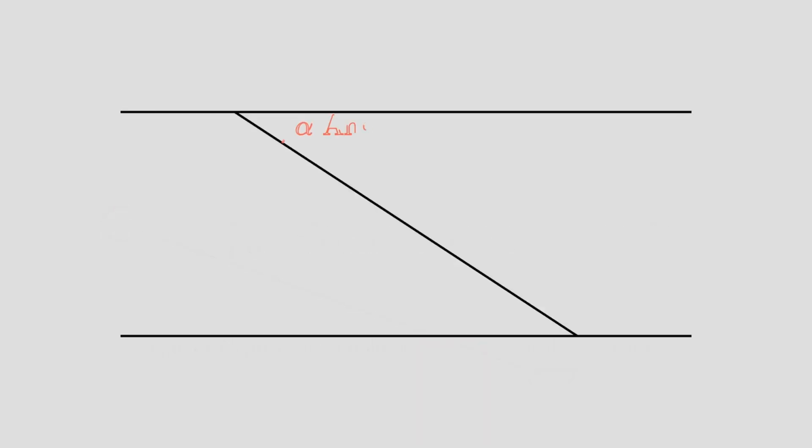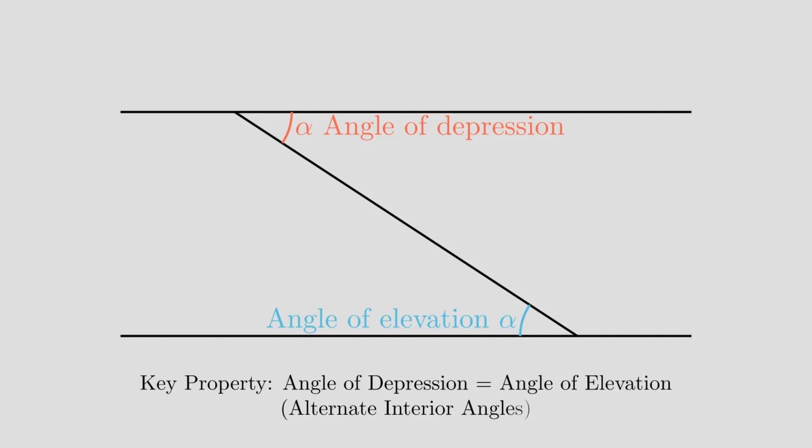A crucial geometric fact to remember is that the horizontal line of sight is parallel to the ground. The angle of depression from an observer is equal to the angle of elevation from the object being observed. Now, these are alternate interior angles.